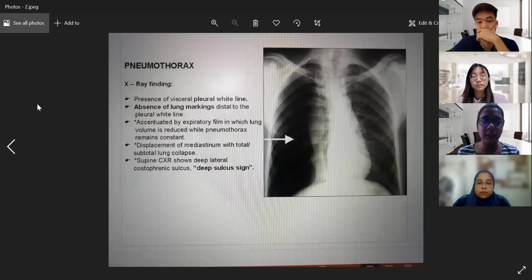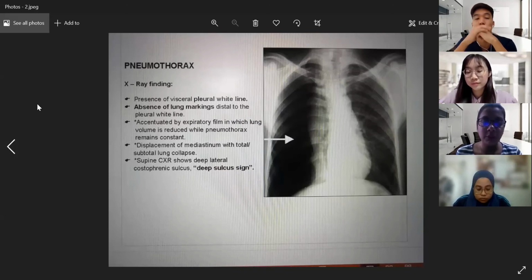My name is Nehala, and I'll be talking about pneumothorax. So, pneumothorax is a lung condition where there will be air collected in the chest area. So, these will be the X-ray findings for this condition. First of all, is the presence of the visceral pleural white line, and then there will be absence of lung markings distal to the pleural white line on the chest.